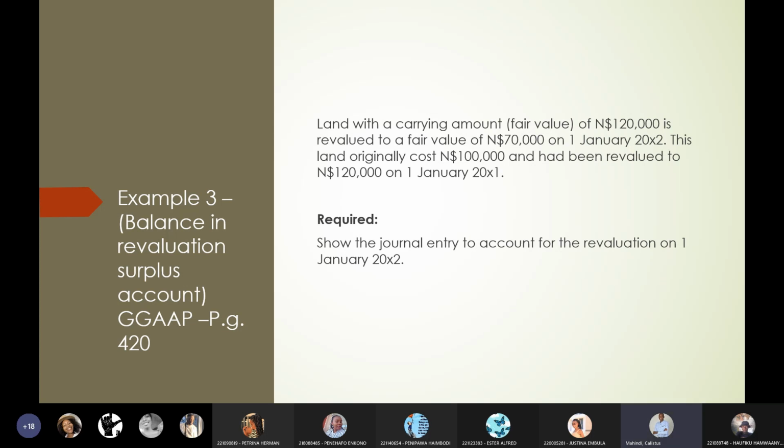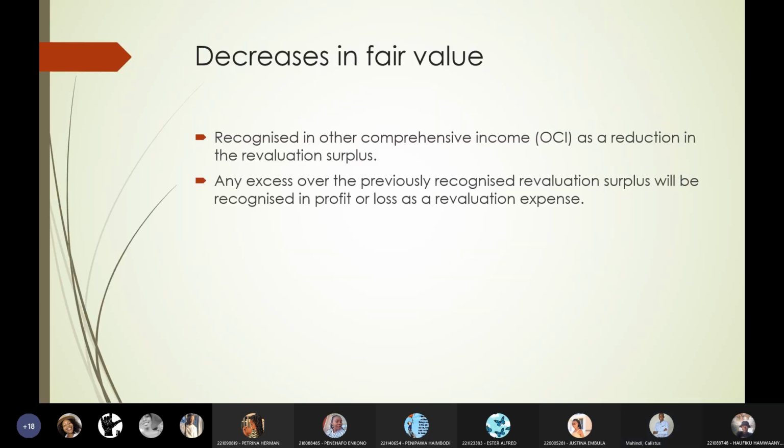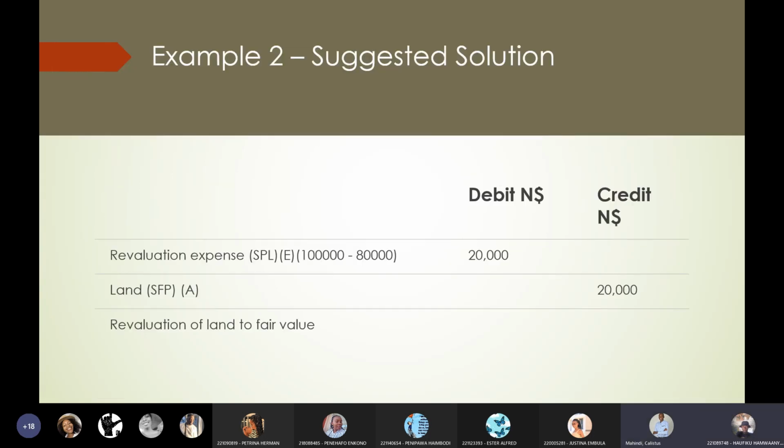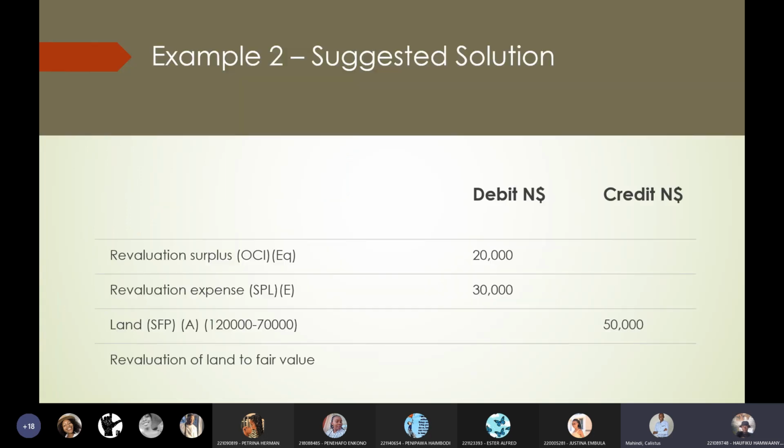All right, so now we're going to go ahead and look at what happens if there has been a prior revaluation. That is what we're going to start with today. And remember, I told you that you can look at this representation to help you understand what you would do when you have a revaluation surplus or a revaluation deficit and you had a prior revaluation of land.